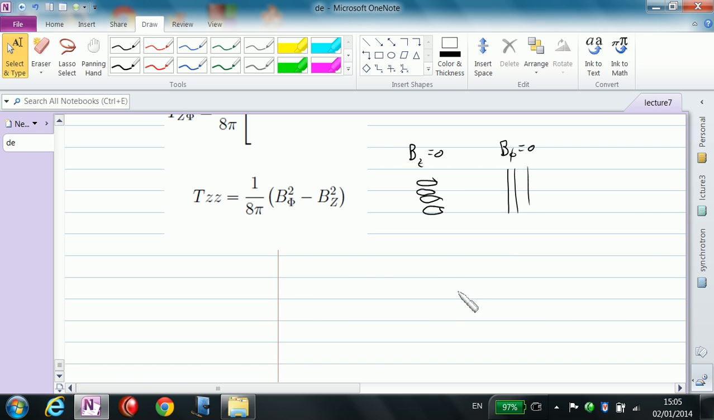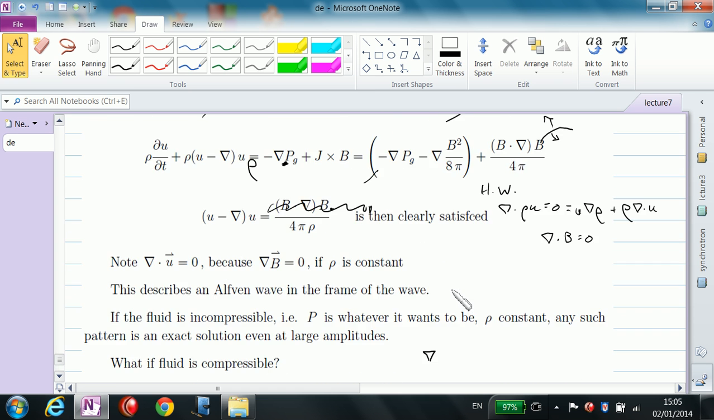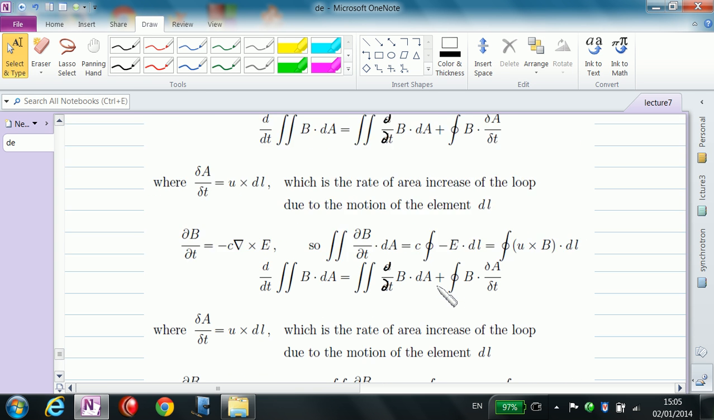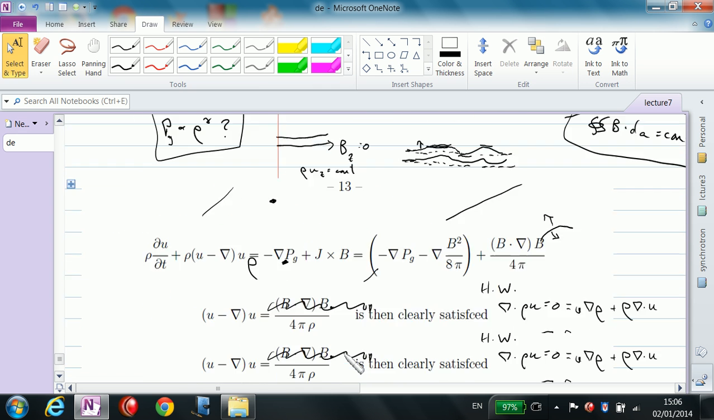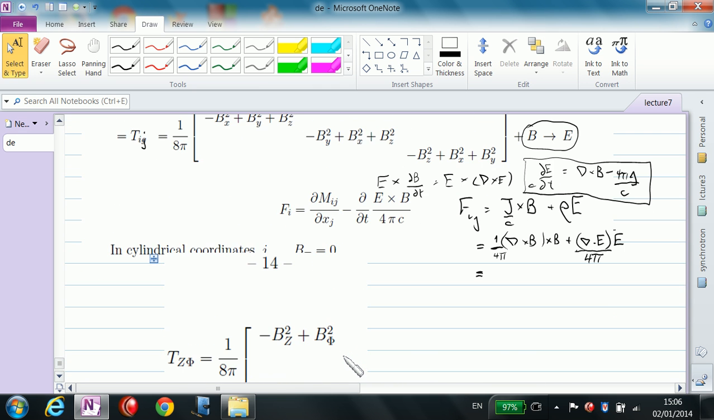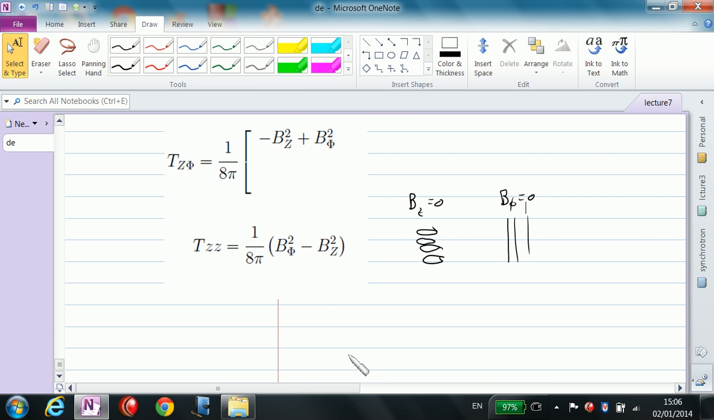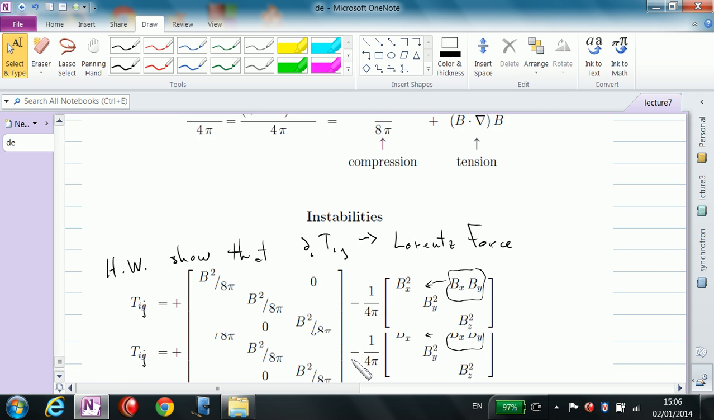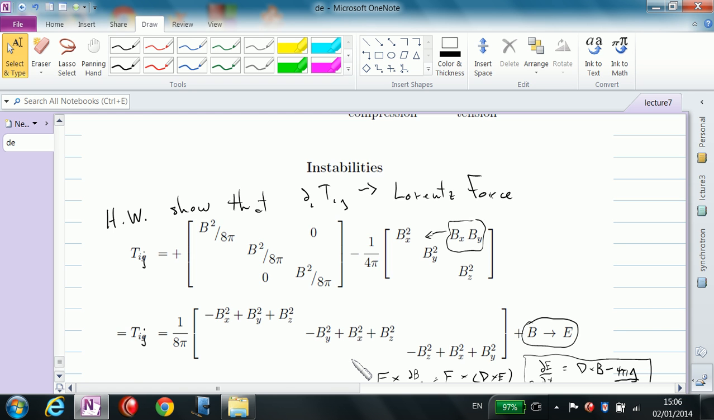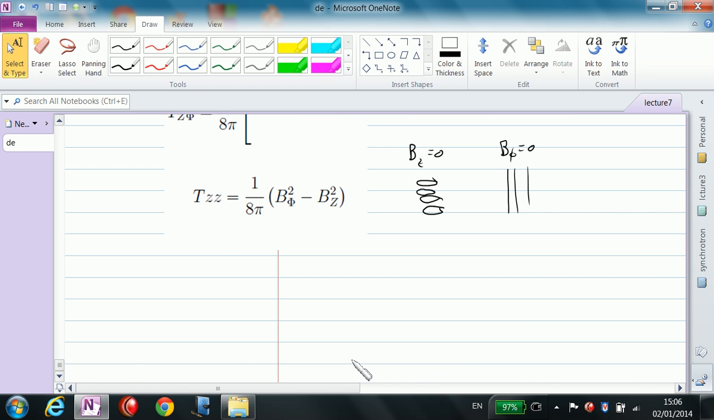Shouldn't I have a picture here? Go back. Instabilities. She didn't draw it in. Okay. She didn't know how to write a tech file.